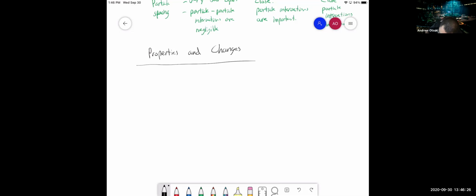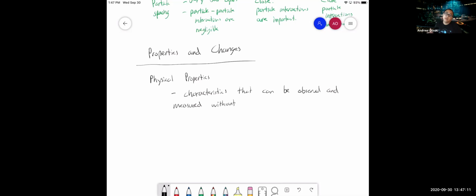So physical properties, what do we mean by physical properties? Physical properties are characteristics that can be observed and measured without altering the identity of the substance.